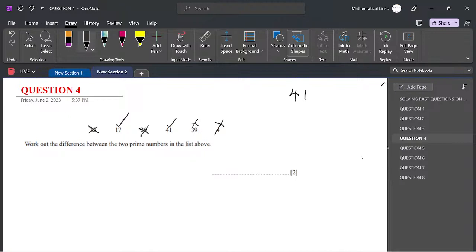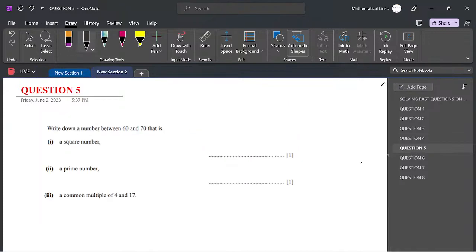So you just have to find the difference now. You can say 41 minus 17. So we borrow 1 from here, you have 3, you put it here, making 11. 11 minus 7, you have 4. 3 minus 1, you have 2. So you have 24 as the difference between the 2 prime numbers. So let's go to question number 5 here. So we have to write down a number between 60 and 70, that is Roman figure 1, a square number.